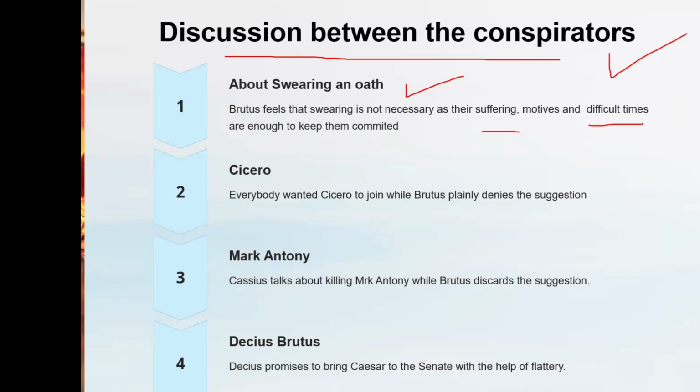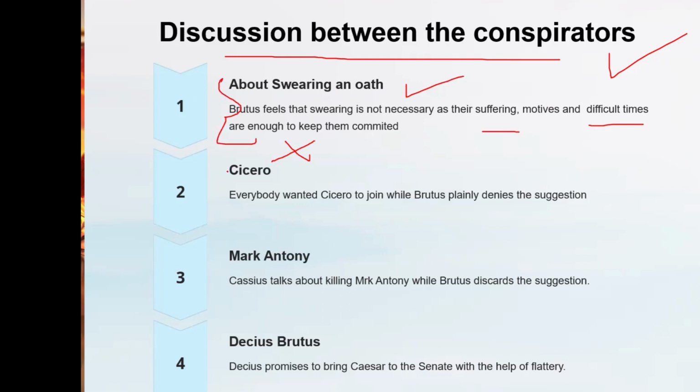Besides, all of them are Romans, right? So Romans, they are already very strong with their words. So therefore, they don't need to swear an oath, because if at any point of time they falter from their commitment, then they should be blamed. That every Roman bears and nobly bears is guilty of a several bastardy if he do break the smallest particle of any promise that hath passed from him. So this is the reason Brutus tells that no, they should not go for an oath.